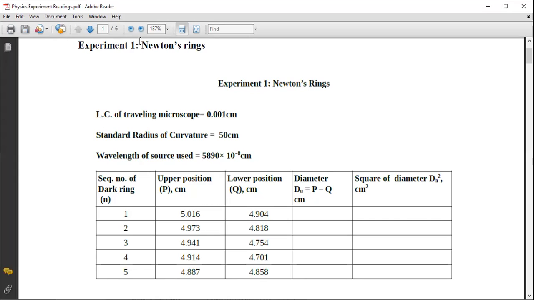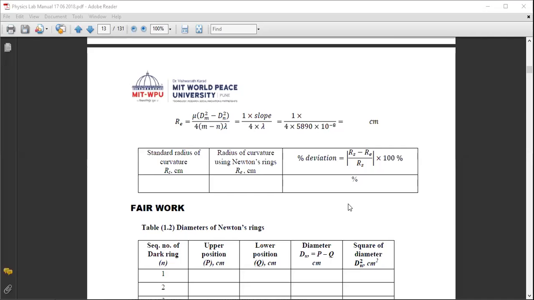Okay, I will stop sharing this. I hope everyone has written down the observation table. I'm going back to the manual. Okay, so sir, the class is till what time?